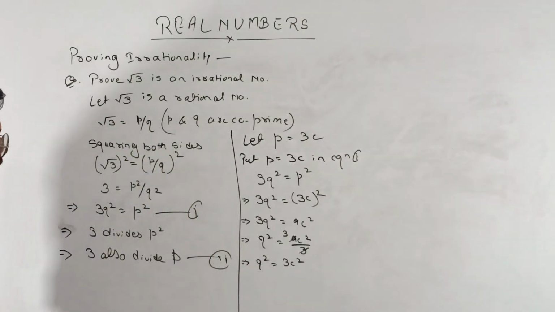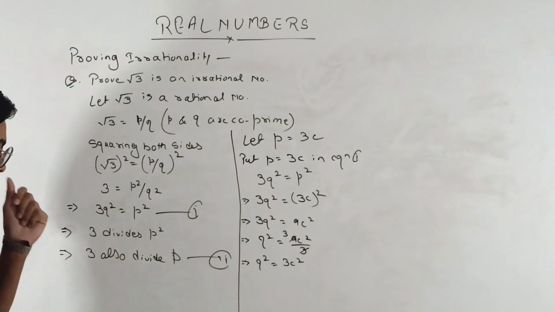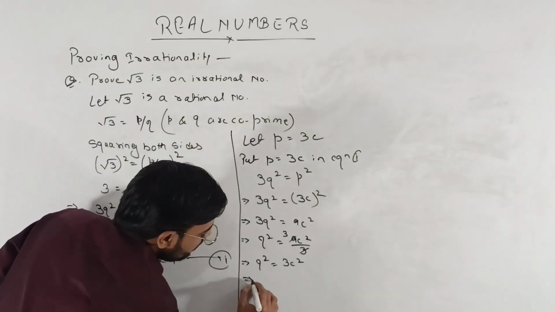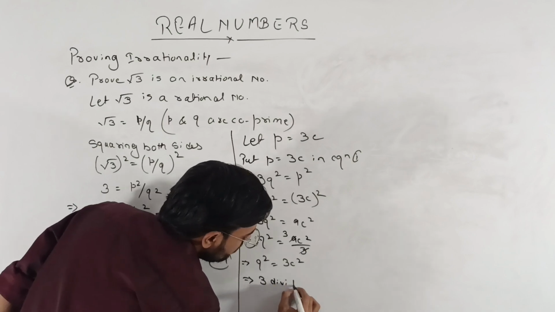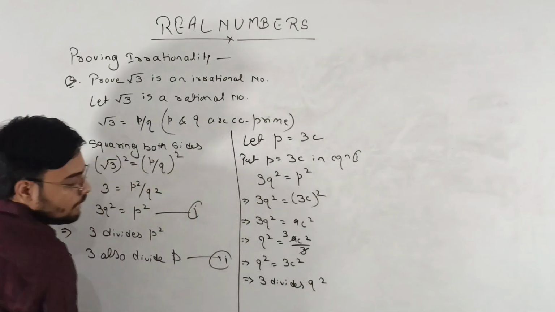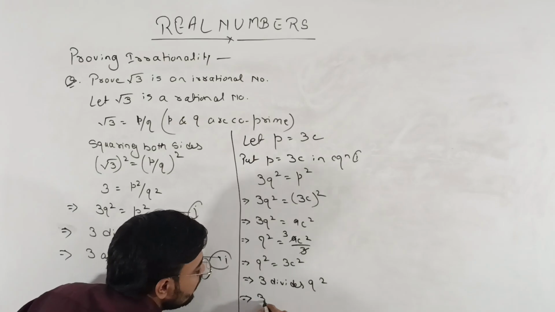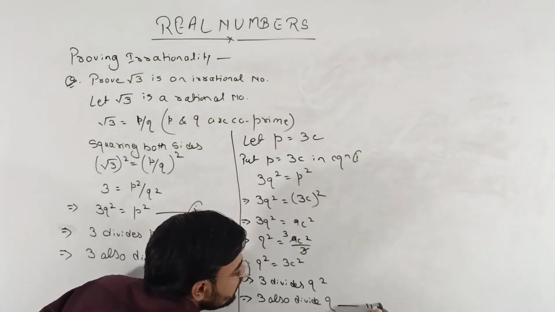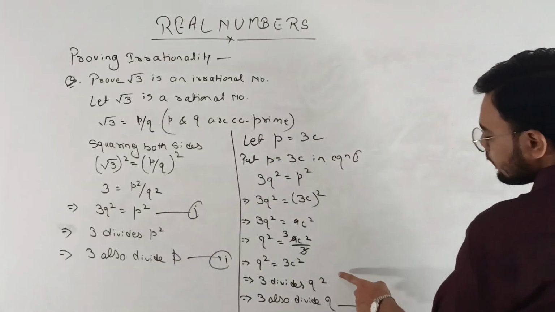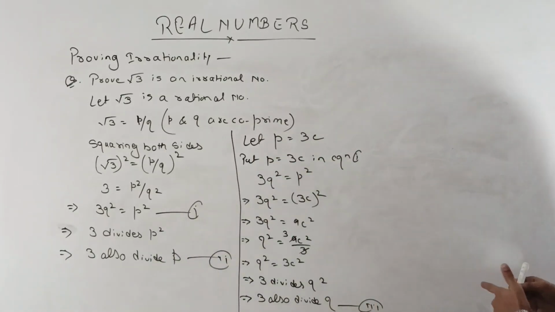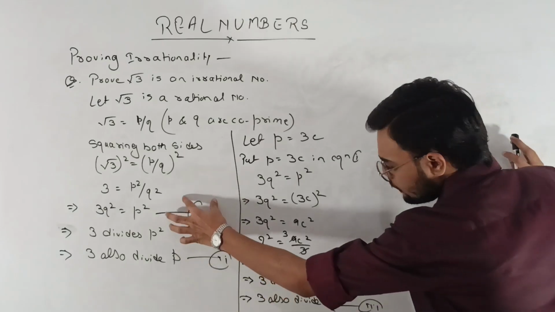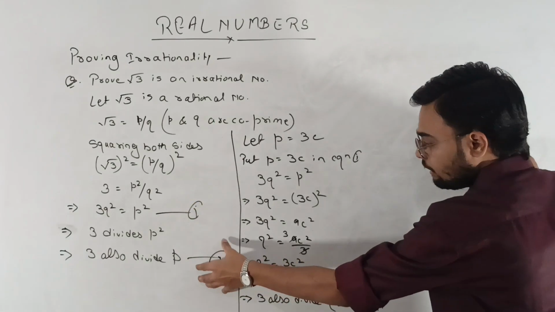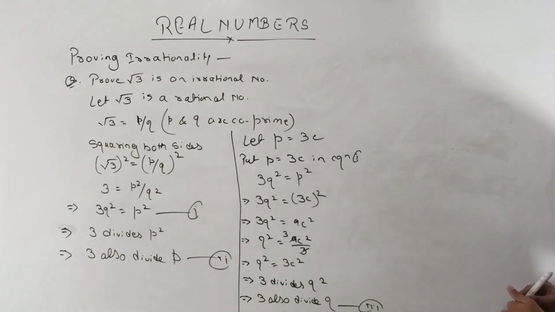Now from here again it's clear that 3 divides q square, and when 3 divides q square, then 3 also divides q. This is our equation number 3. Now look, from equation second and third.